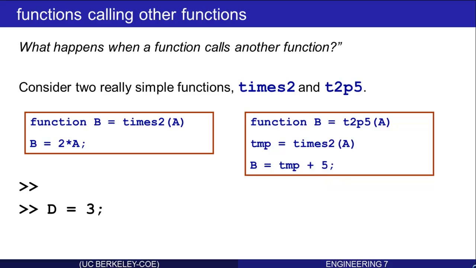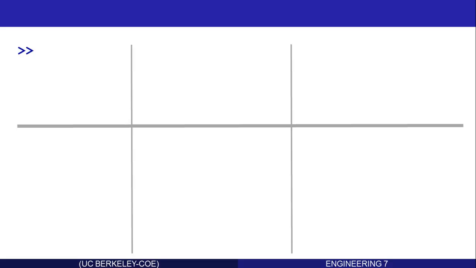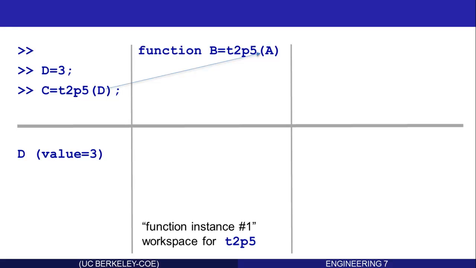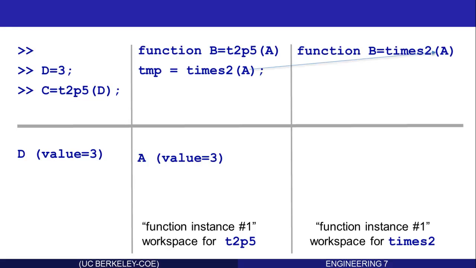We'd like to investigate, if we define a variable in the base workspace and then call T2P5 on that variable, what is the sequence of events that occurs? Define the variable d that appears in the base workspace. Then we call T2P5, which creates a function instance for T2P5. The variable d is passed as the input argument and becomes the variable a in the function instance workspace for T2P5. The next line of T2P5 calls times2.